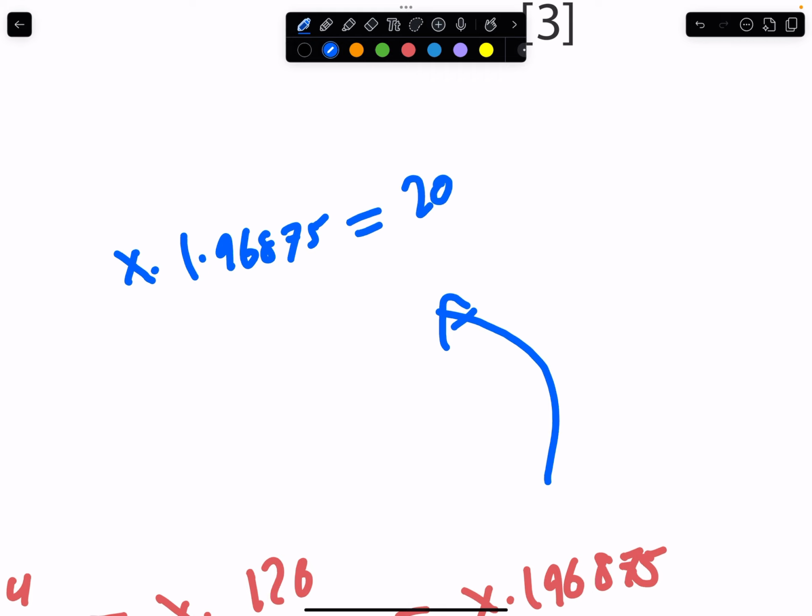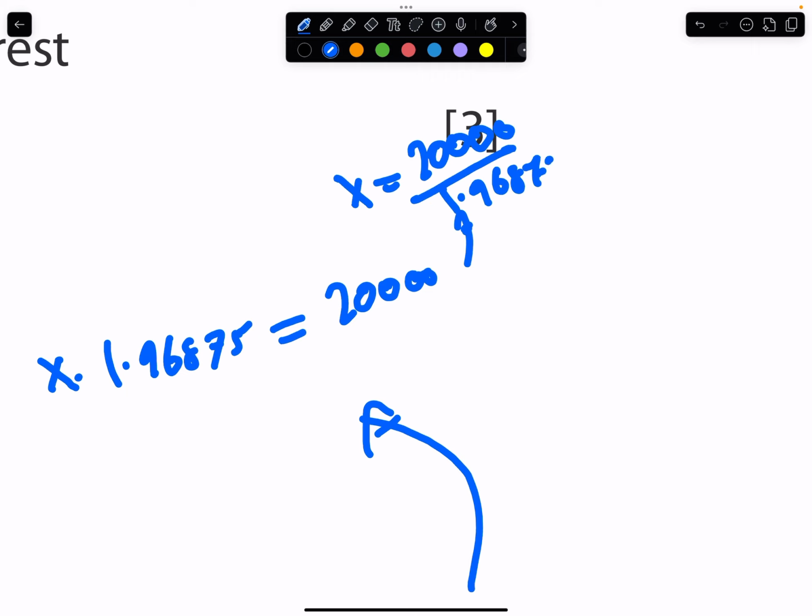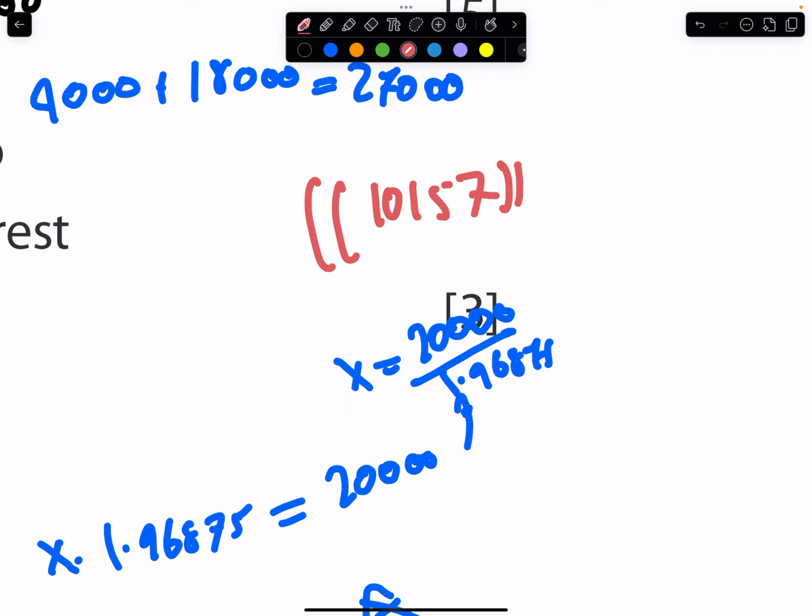equals 20,000, which will give us x is equal to 20,000 divided by 1.96875, which will give us 10,159, and that would be our final answer.